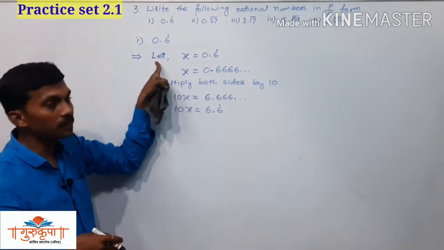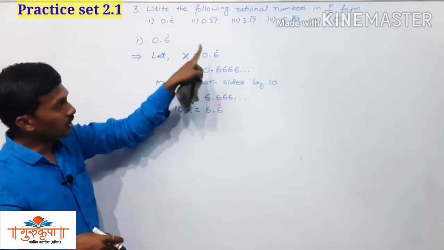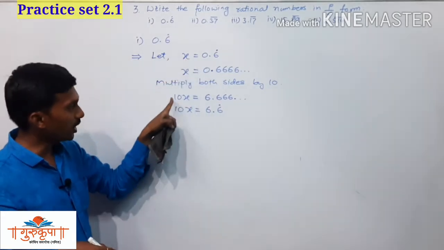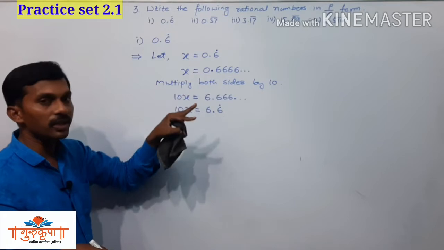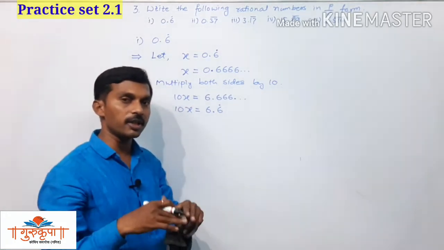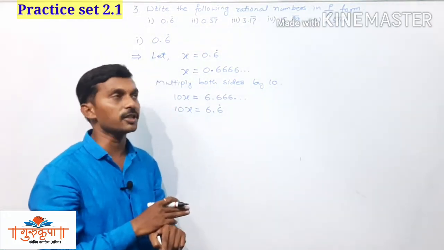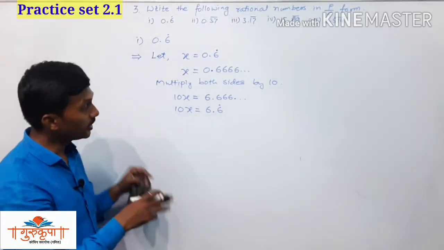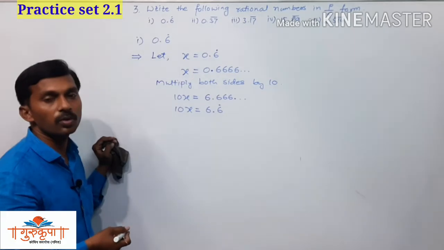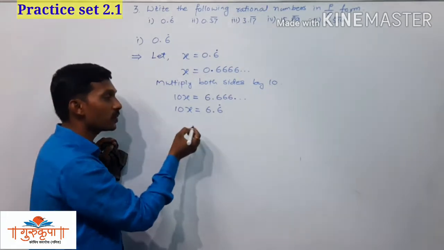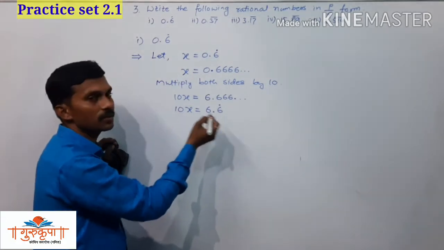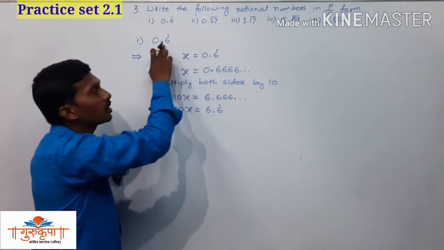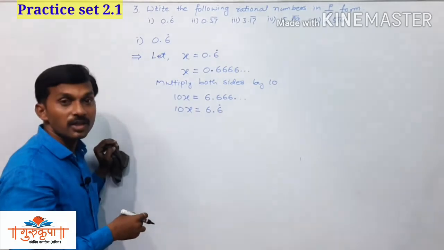In the first step, represent the given decimal form by an unknown variable. In the second step, multiply both sides by either 10 or 100 or 1000 or 10,000. It depends upon how many digits get recurred. And now in the third step, what do we have to do? We have to subtract x from both the sides. x means the given number.